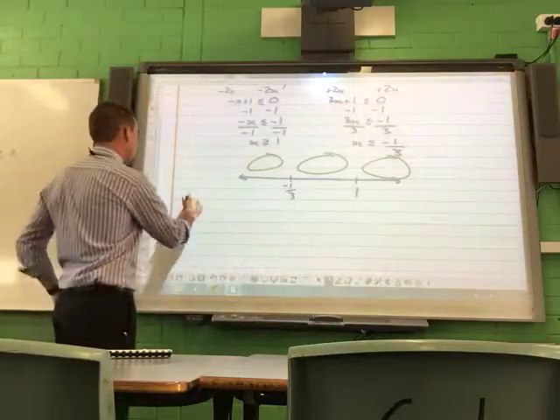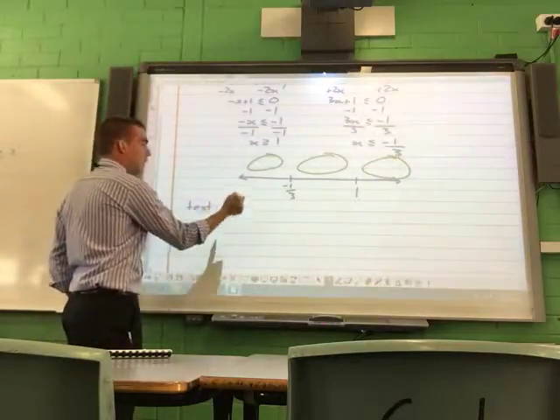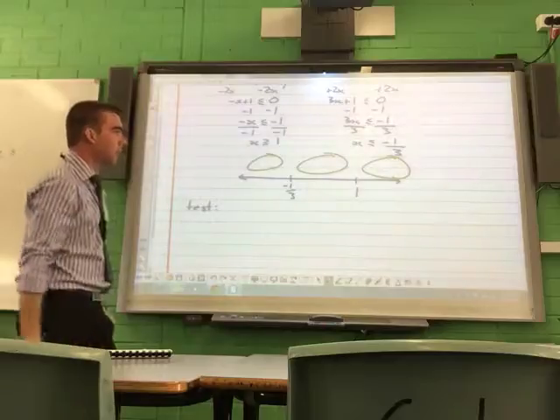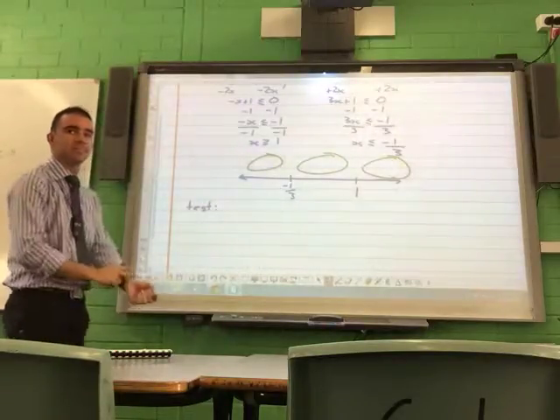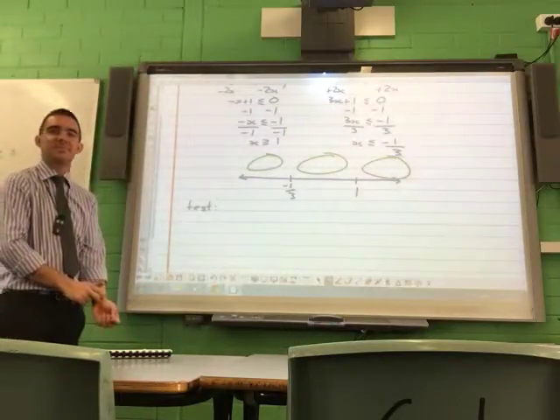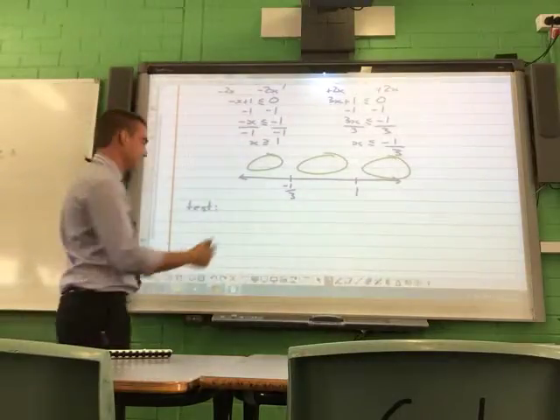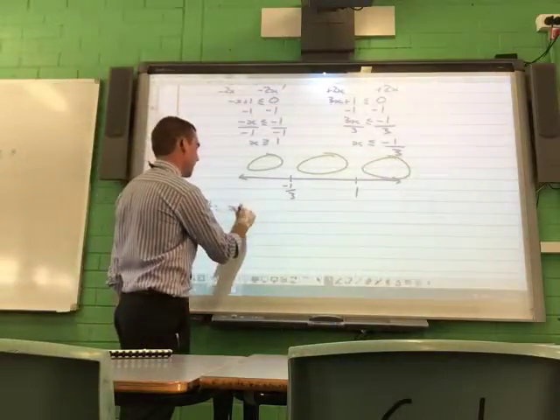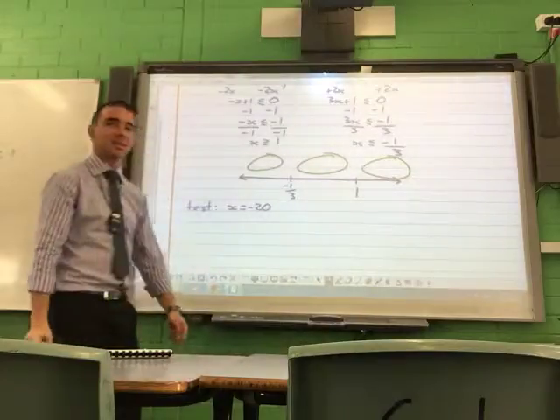Alright, so test. Let's work from left to right. What's a number less than negative a third? Negative 20. Wow, Robin's been very adventurous today. Negative 20.